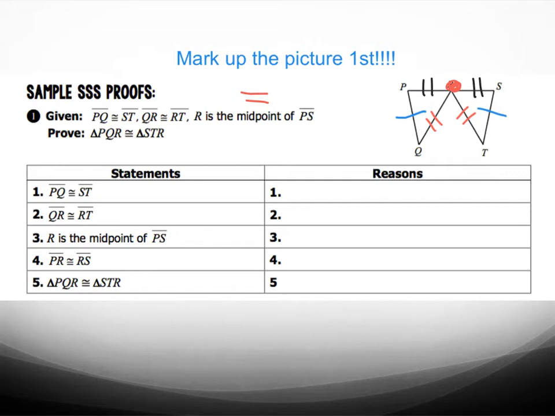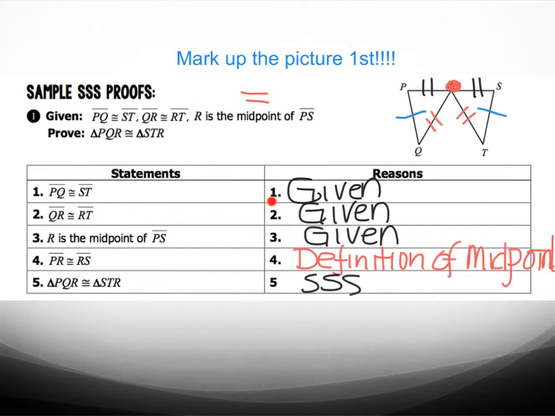So let's go ahead and write in the reasons. So take a look at this. My first reason, second reason, and third reason were all given because I could find them up here where it says given. However, PR to RS was not given. However, we can determine that because of the definition of midpoint. So now that I've proven that three sides of one triangle are congruent to three sides of another, I can say that the triangles are congruent because of side, side, side. So this is what we do when we write our proofs.